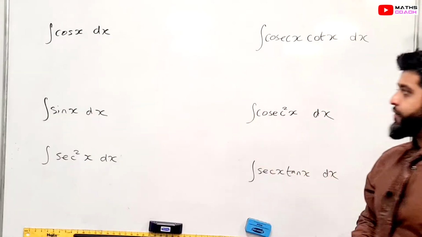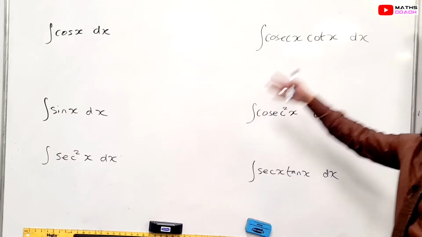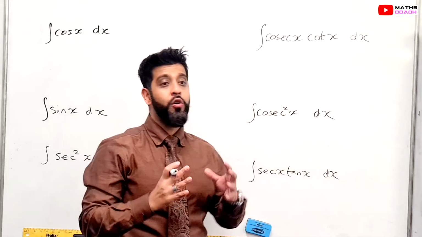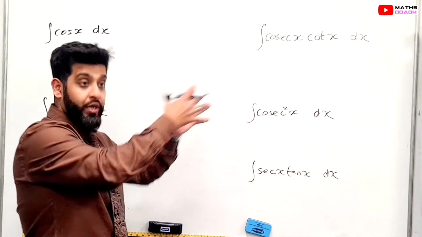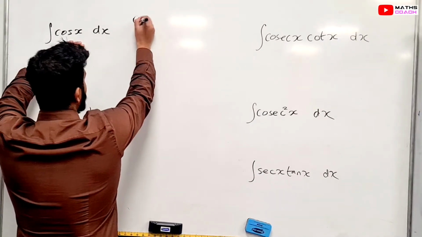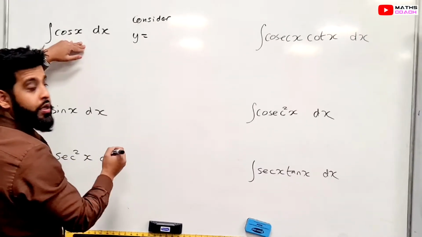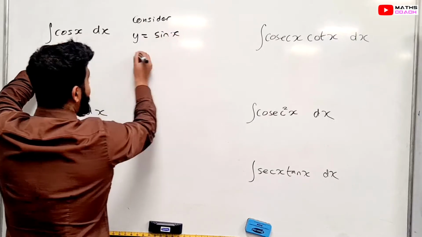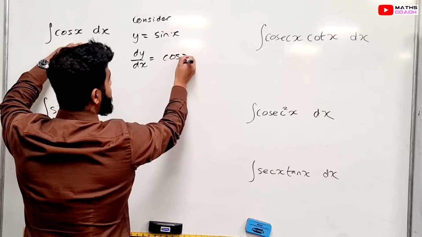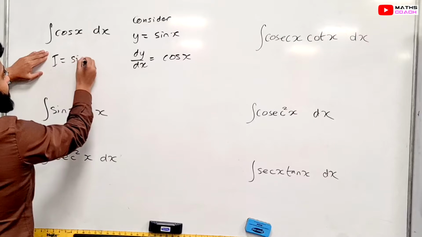So let's have a look at a few more examples. We've got cos x, sin x, sec squared x, and then we've got these 3 as well, okay? Each time, we're going to consider what it differentiates from. So let's go back to cos. What differentiates to give us cos? Sine. So we would consider sine of x. Now, when you do dy over dx of sine x, you get cos x. So therefore, the integration of that would be sine x plus c.